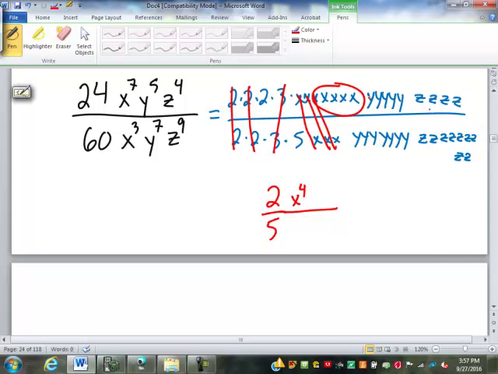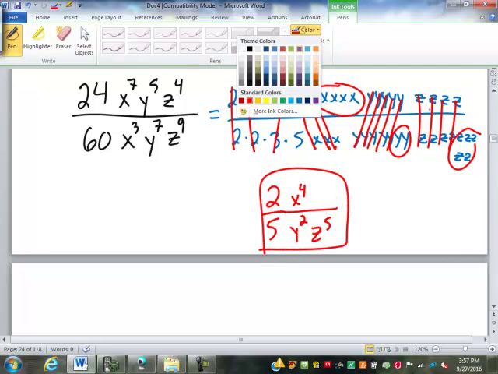What can I cancel for y's? 1, 2, 3, 4, 5. What am I left with on bottom? Y squared. And z's? And cancel out 4. I'm left with z to the 5th on bottom.